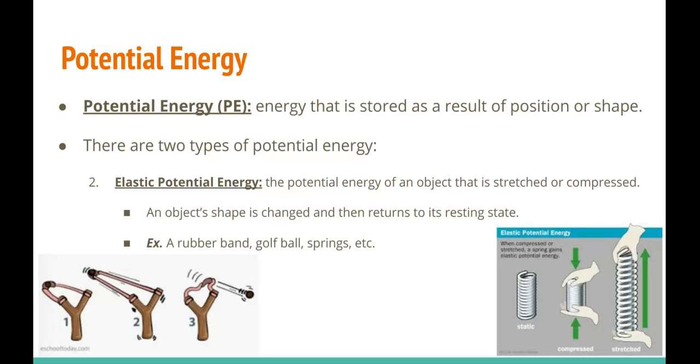Another example would be the bow and arrow. The string on a bow is elastic energy. It's stored energy to change the shape of the string, and then it wants to revert back to its original shape. When you release the bow, when you fly the arrow, the string will return back to its normal shape, and that energy is then released.